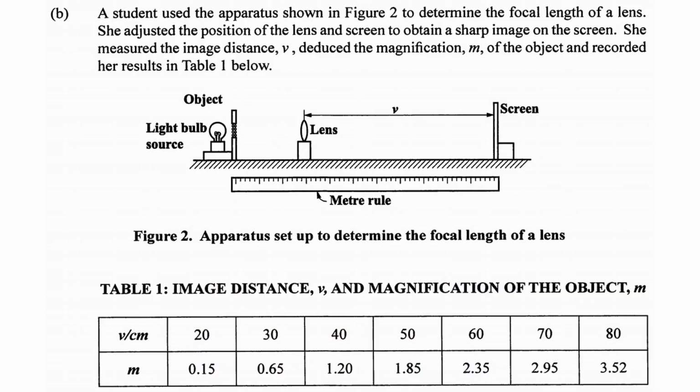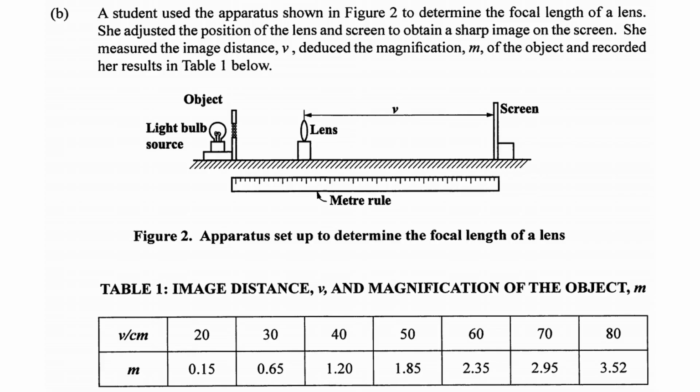A student used the apparatus shown in Figure 2 to determine the focal length of a lens. She adjusted the position of the lens and screen to obtain a sharp image on the screen. She measured the image distance V, deduced the magnification M of the object, and recorded her results in Table 1 below. Table 1 has row headings V in centimeters that go 20, 30, 40, up to 80, and M, which is the magnification, which has no units, and those values are stated as well.